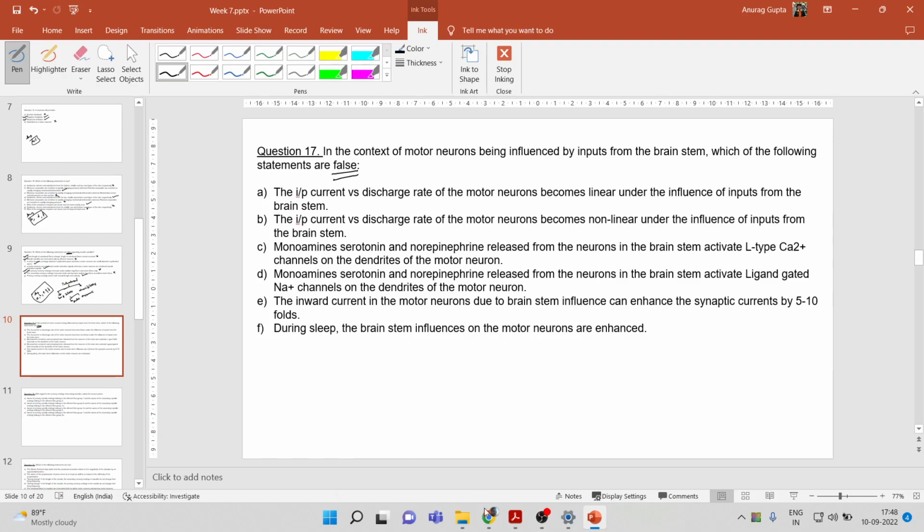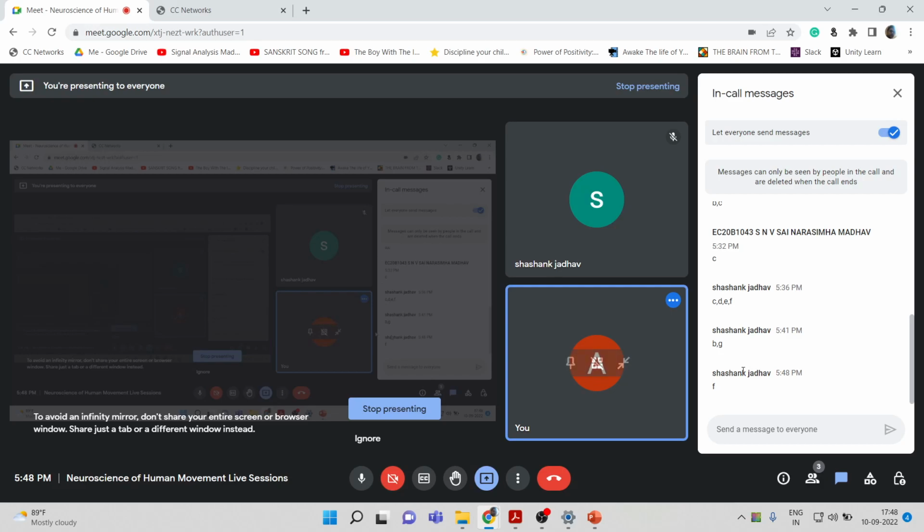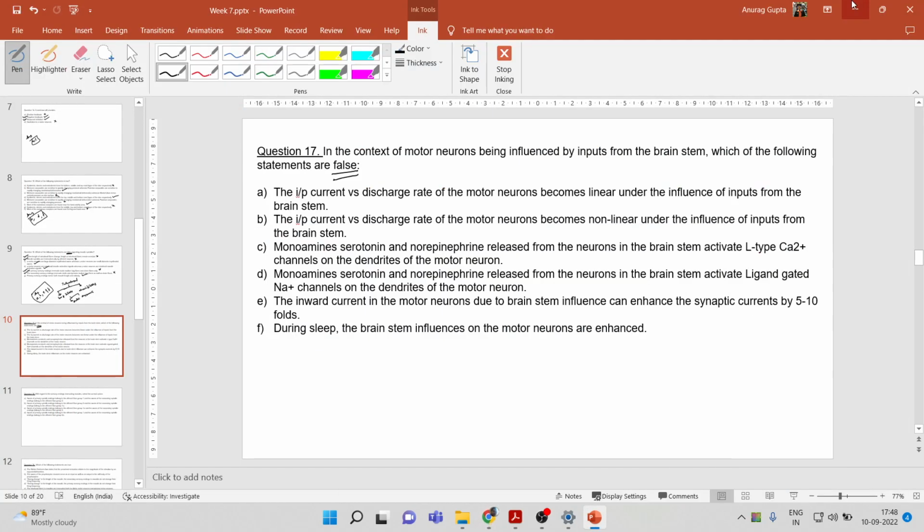Okay, let's see what the response is. Shashank has responded with F. Okay, let's go through this. The input current versus discharge rate of motor neurons becomes linear under the influence of inputs from the brainstem. So this is a false statement.